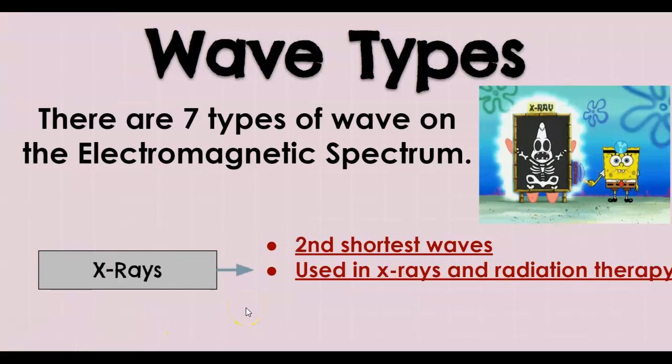There are X-rays, which are the second shortest waves. These are used in x-rays and radiation therapy. So if you go to the dentist and get your dental x-rays done, or you break a bone, you have to have something x-rayed at the hospital. If you notice, they put a lead apron on you and they try to protect the places that are not getting the x-rays because they're very high energy and they can be dangerous.